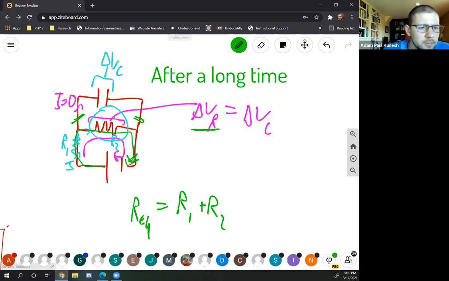Benjamin asks, in this case, RC would just be R1 times capacitance. RC is tau. I think, yes, it would be very close to that.